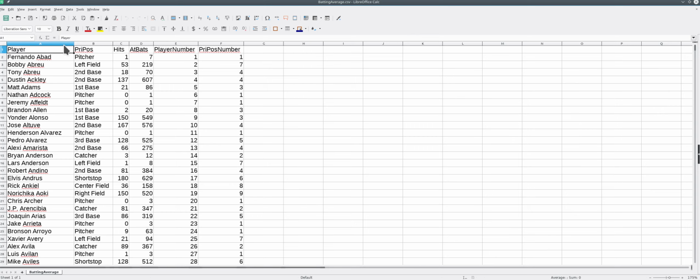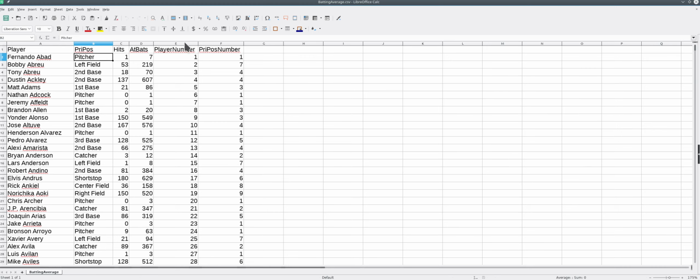6 variables. Player gives us the name of the player. PRIPOS refers to the specific position in which they play, that is, when they're not batting. They could be a pitcher, left field, second base, first base, catcher, shortstop, and so on. Hits refers to the number of hits they achieved when they were batting. At bats refers to the number of turns they got for batting.